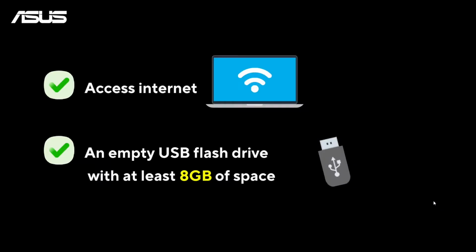In this quick tutorial, I will show you how to download and create a bootable Windows 10 USB using the official Microsoft tool. If your computer isn't working properly or you want to install Windows 10 on a new device, this method will help you create installation media using a USB drive. You will need a working PC with internet access and a USB flash drive with at least 8 GB of free space. Plug in the USB now.